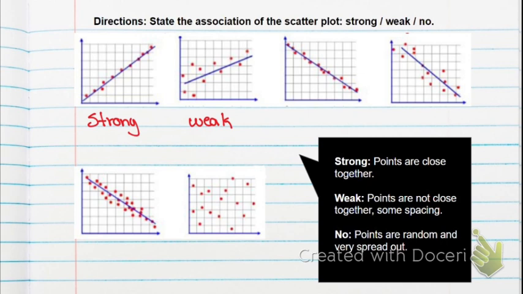The next one, looking at this one, points are real close together. So I would say this will be a strong. Alright, so my next example here, points have got some spacing in it. Not really that close together, so we will say this one will be a weak.